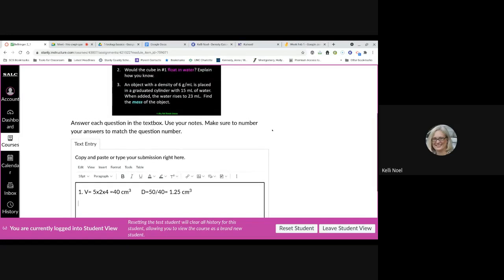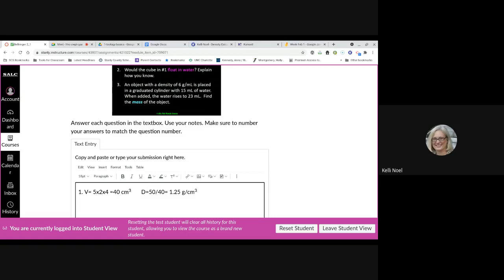Now, does anybody know the density of water? Does anybody know the density of water? Water's density is 1.0 grams per centimeter cubed.